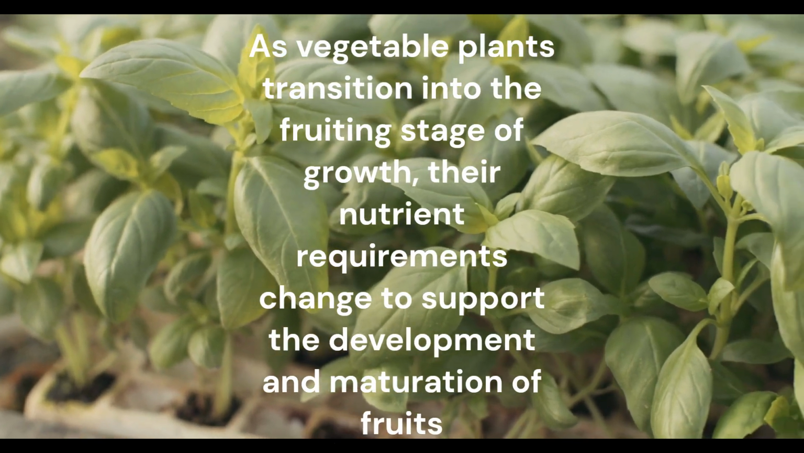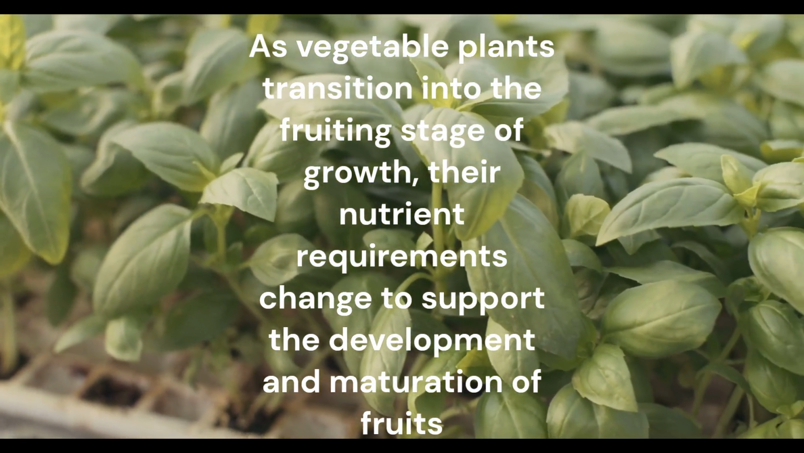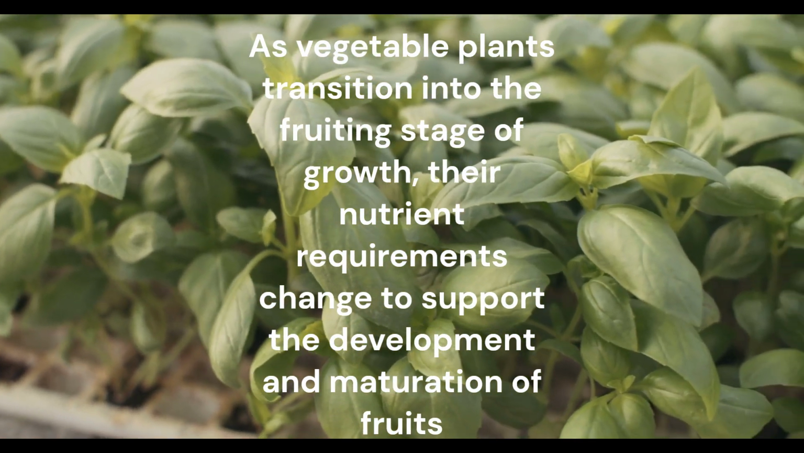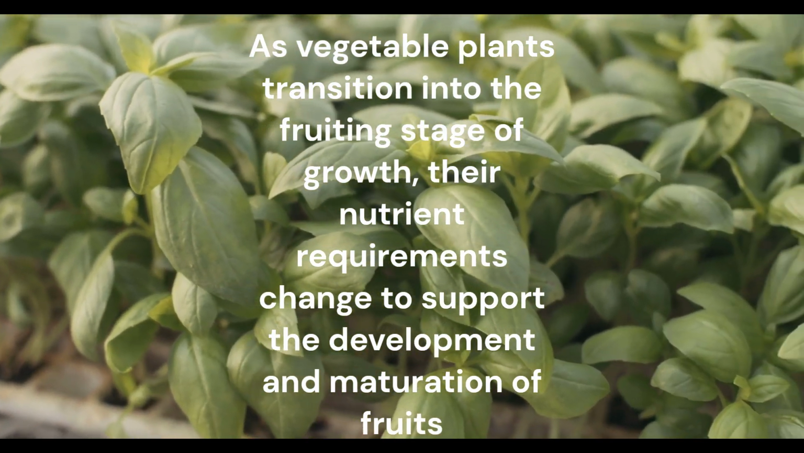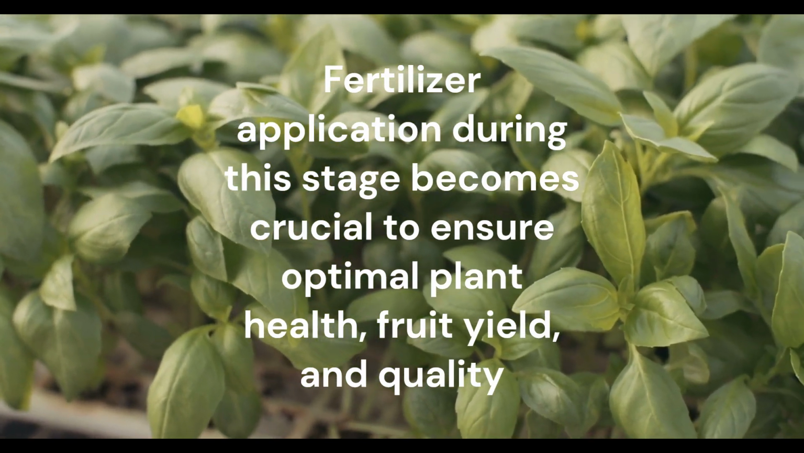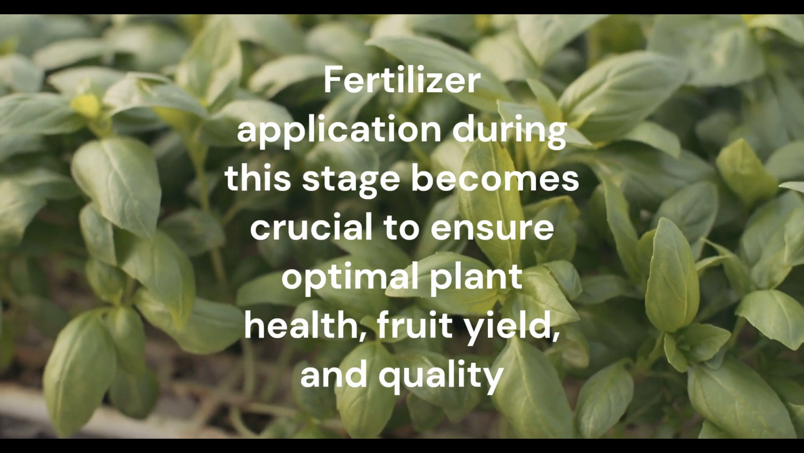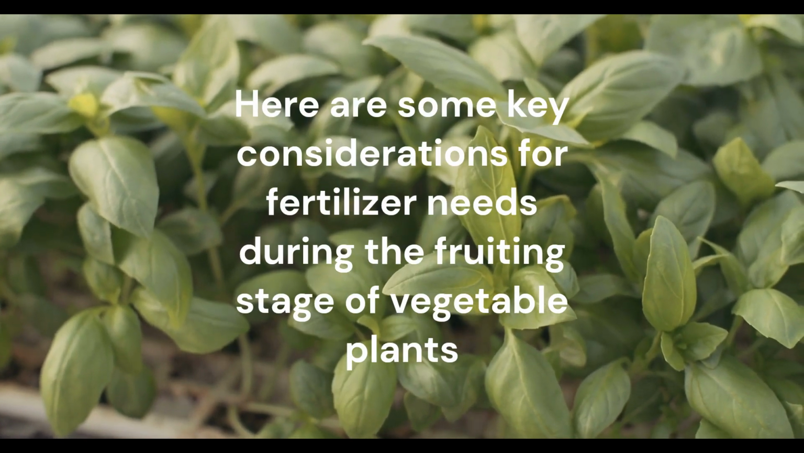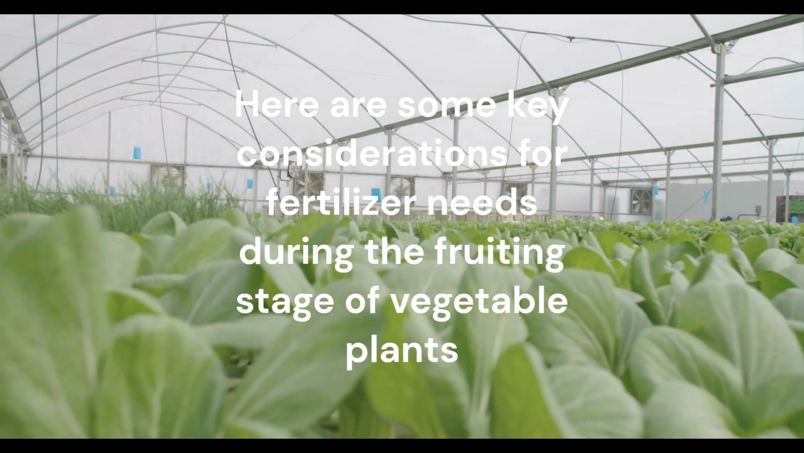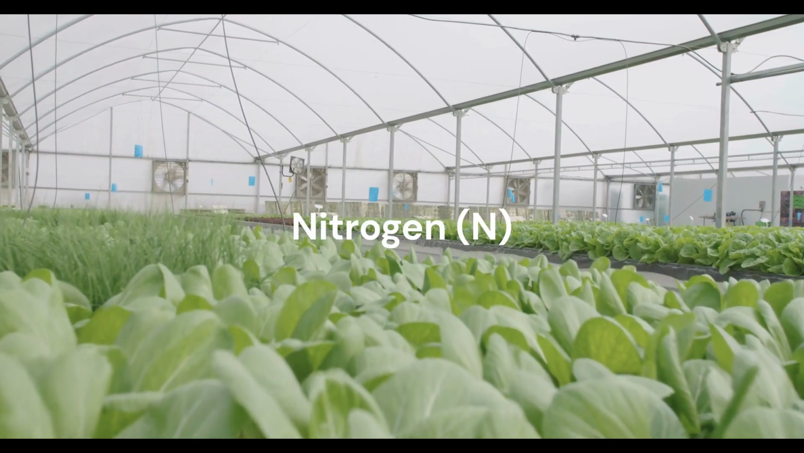germination and growth. As vegetable plants transition into the fruiting stage of growth, their nutrient requirements change to support the development and maturation of fruits. Fertilizer application during this stage becomes crucial to ensure optimal plant health, fruit yield, and quality. Here are some key considerations for fertilizer needs during the fruiting stage of vegetable plants.